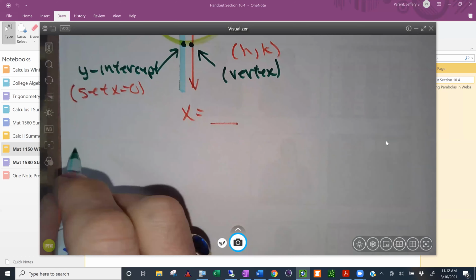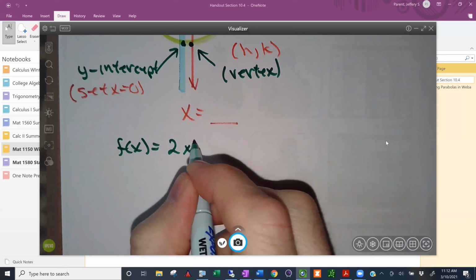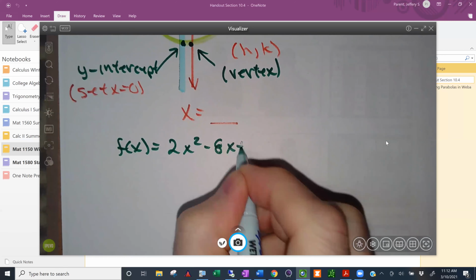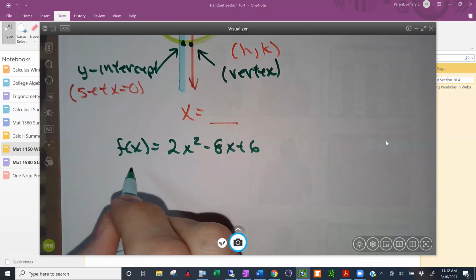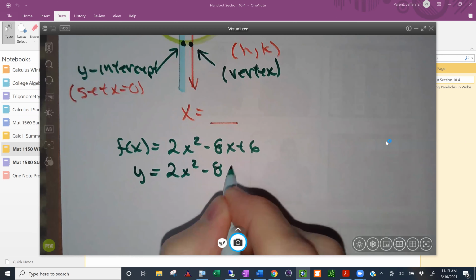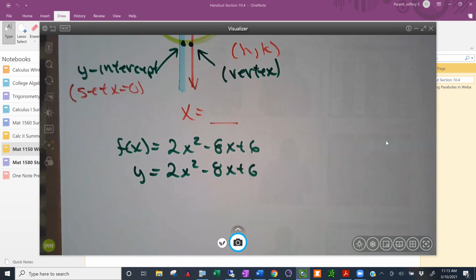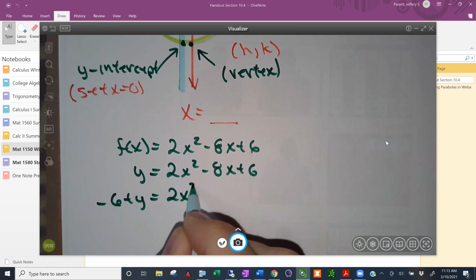That would be f of x equals 2x squared minus 8x plus 6. So I'm going to want to rewrite that in a couple ways. I guess the first thing I'll do is I'll replace the f of x by y, just because it's a more comfortable notation for us. And then I'm going to start completing the square. So my way of doing it is just to move the 6 to the left-hand side. Negative 6 plus y equals 2x squared minus 8x.